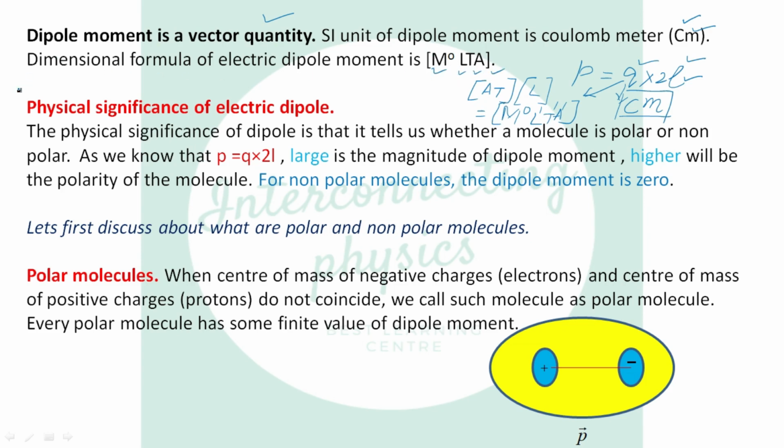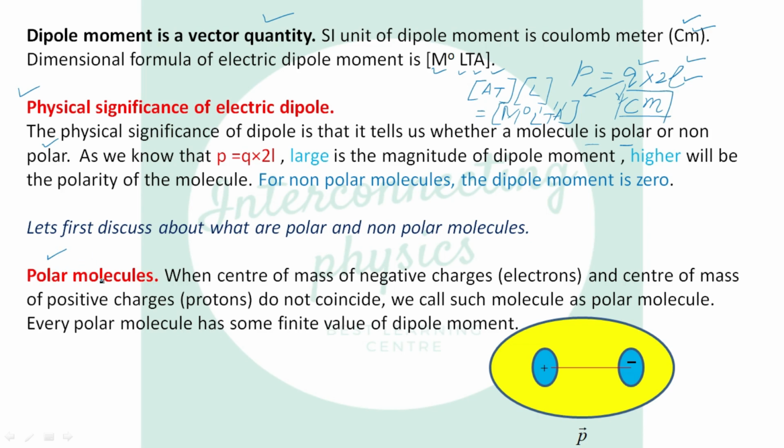Now, physical significance. What is the physical significance of electric dipole? What is the use of electric dipole? What is the application of electric dipole? The single answer is, the physical significance of dipole is that it tells us whether a molecule is polar or non-polar. So before starting this, let us discuss what are polar molecules and non-polar molecules.